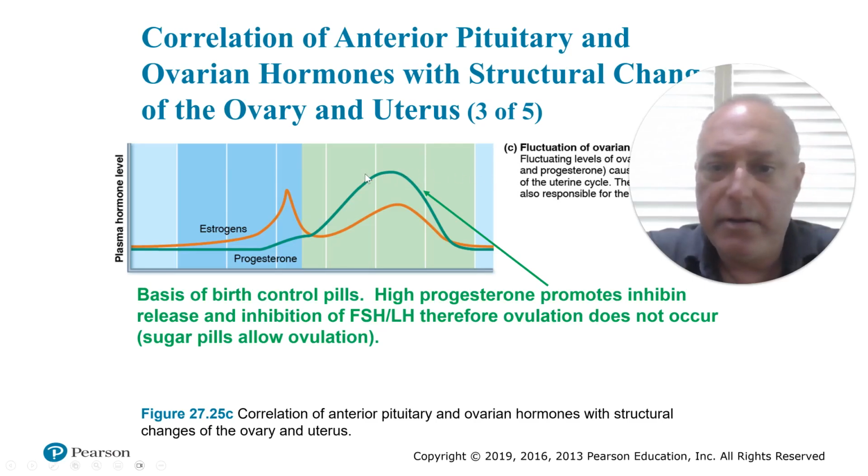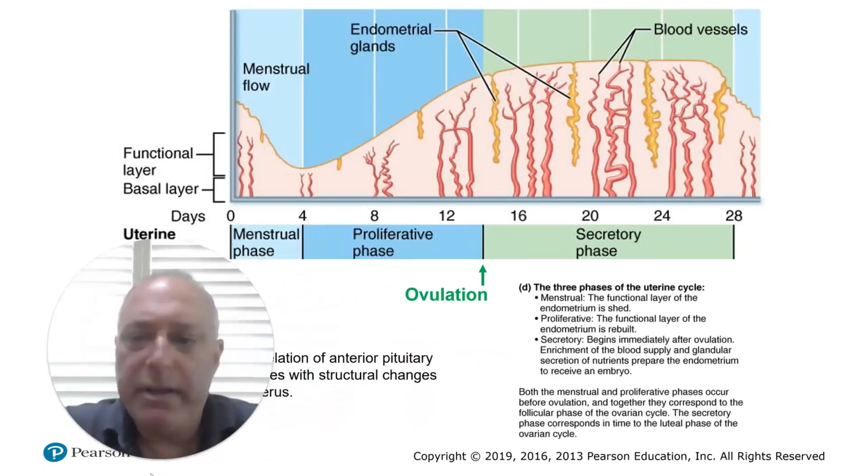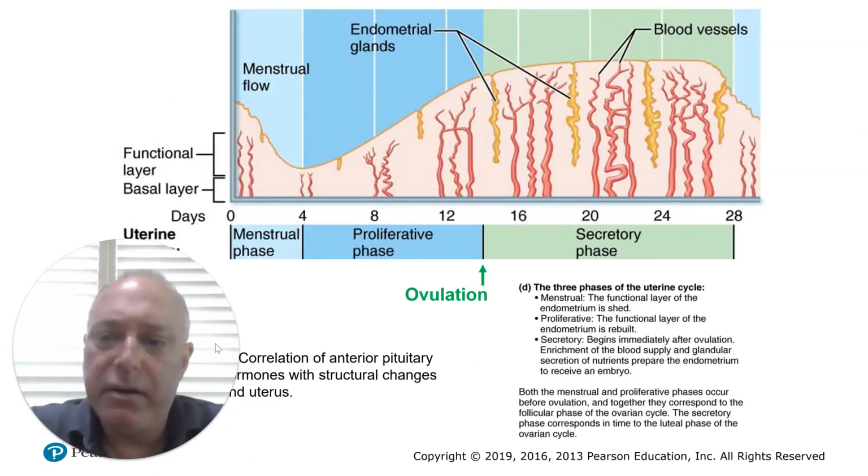And then there's usually, when taking birth control, a water pill option that will then allow progesterone levels to decrease where ovulation can occur. So this is the basis of some birth control, clamping progesterone at high levels. Okay, let's look at the uterus.